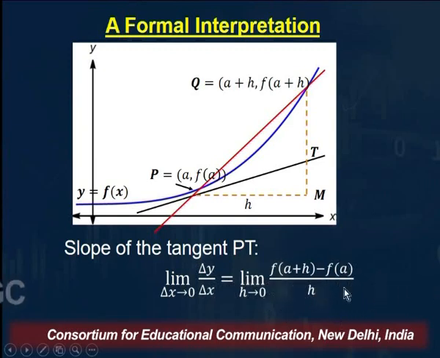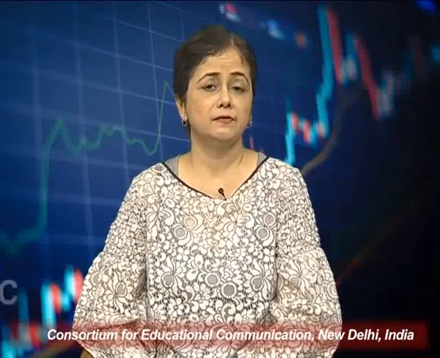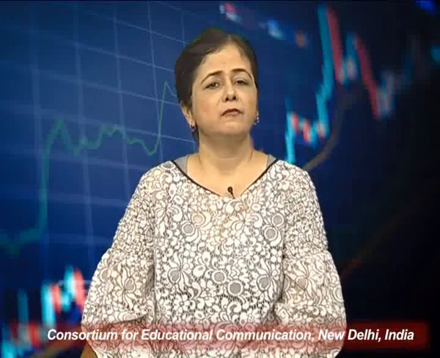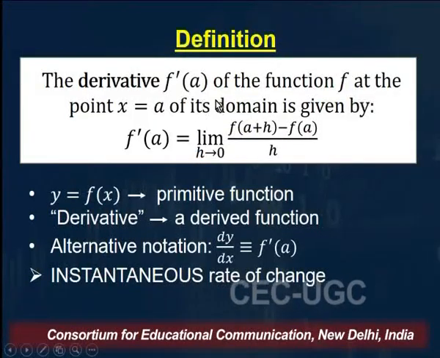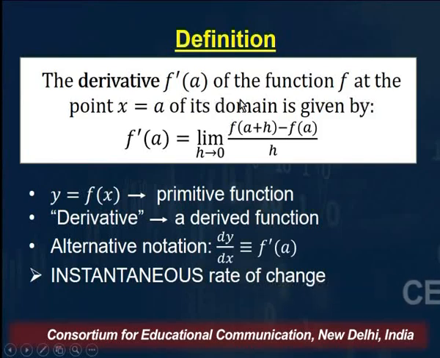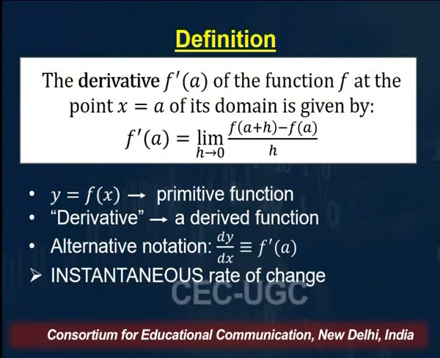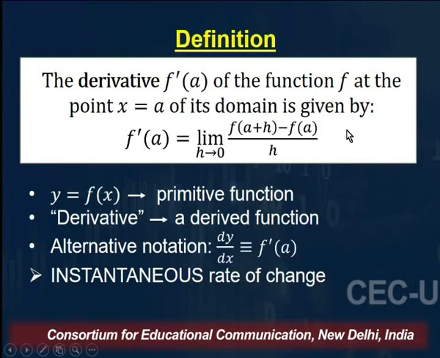So we are looking at the slope only of the secant PQ, but we are looking at it as h tends to 0 because that is when it tends to the tangent. So the slope of the tangent is the limit of delta y upon delta x as delta x tends to 0. And this then allows me to formally define the derivative, which we denote as f prime of a. The derivative f prime of a of the function f at the point x equal to a in its domain is given by the limit of f of a plus h minus f of a divided by h as h tends to 0.